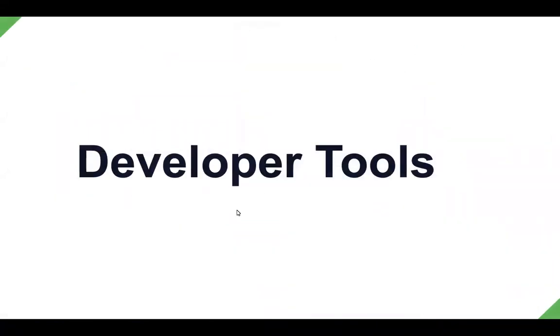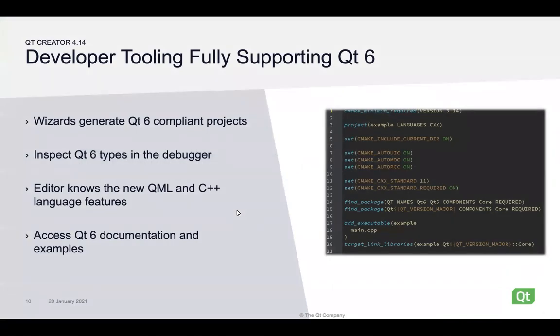Then just a few words about the developer tools. Qt Creator 4.14 released in December, fully supporting Qt 6. Already the previous version of Creator was providing quite good Qt 6 support that we used during the development of Qt 6, but now it's there fully. You have the wizards to generate Qt 6 compliant projects. You can use the debugger with Qt 6 types. Of course, the editor knows all the new QML and C++ language features. You have the Qt 6 documentation and examples packaged in, and you can fully develop with Qt 6. Of course, there are many things that we are still doing and improving during this year, but everything is there for Qt 6.0 to be used with Qt Creator as the developer tool.